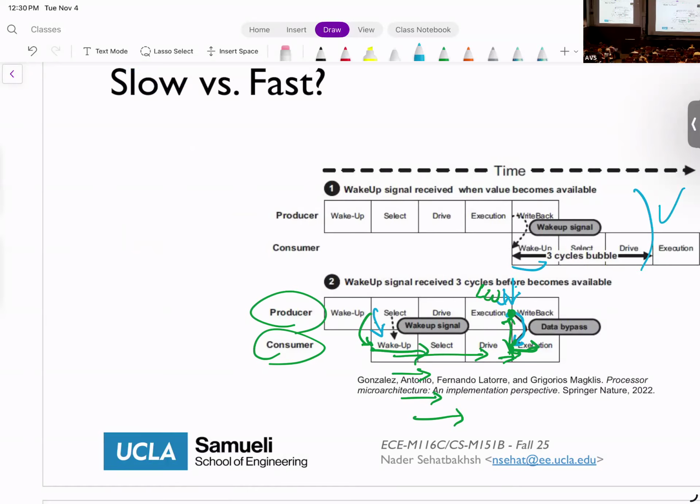For branches, it's slightly different. And as I said, there are many different speculations happening in the out of order processor, so any of them could be resolved at any point.